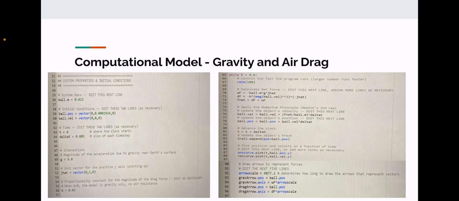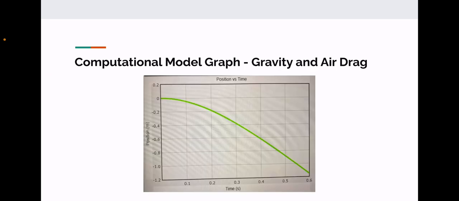The other thing that was changed was the aeroscale value. This was found by dividing distance by weight, where weight is equal to mass times g, or the magnitude of the force of gravity. And here's the position versus time graph produced.